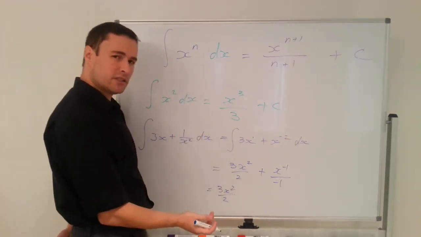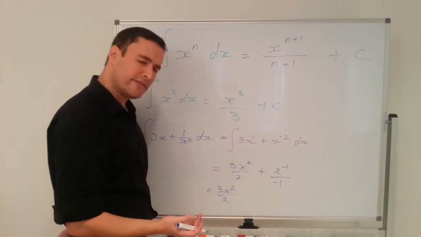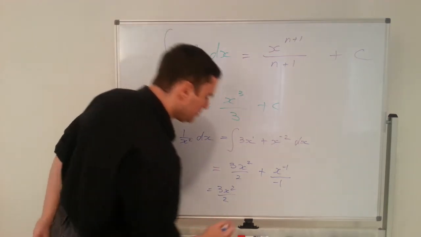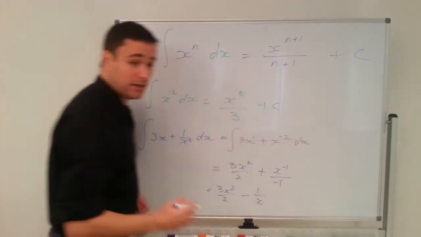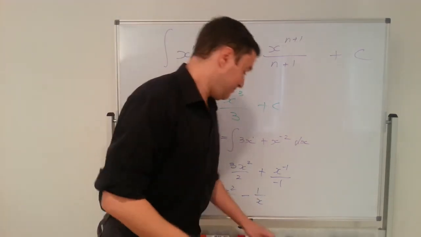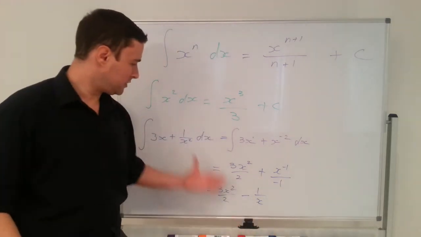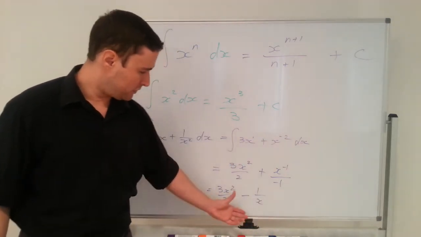Well, that's fine to leave it as a top-heavy fraction. In algebra, we normally leave it as a top-heavy fraction. It's not an issue. Minus 1 over x. Okay, so there is our function where we integrate that to get to that.